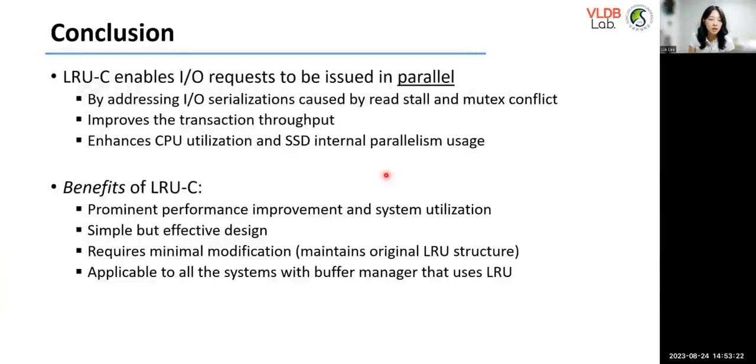In summary, LRUC improves the transaction throughput and resource utilization by parallelizing I/O requests, by addressing I/O serialization caused by restall and mutex conflict. And we would like to emphasize that LRUC not only brings prominent performance improvement, but it has a simple but effective design. Also, we would like to extend LRUC to other systems, such as operating systems in the future, since it is applicable to all systems with an LRU-based replacement policy.